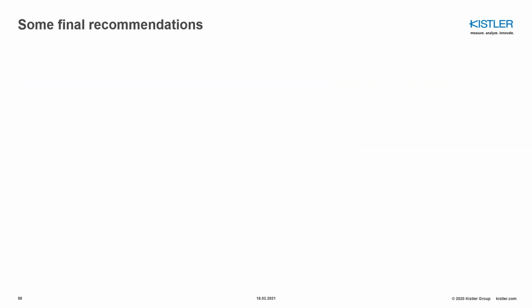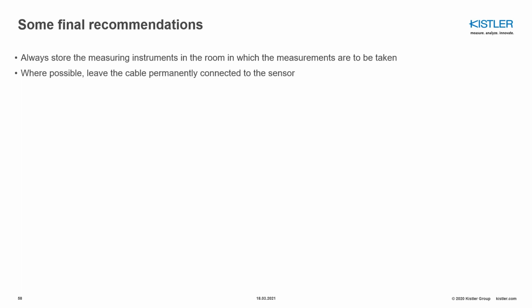So let's make some final recommendations and summarize this webinar. Always store the measurement instruments in the room in which the measurements are to be taken, so that the temperature is pretty much the same. Where possible, leave the cable permanently connected to the sensor. Connecting and disconnecting always introduces a risk of oils, humidity, and coolants entering the connectors. Install the sensor exactly as instructed. Read the manual and get support from your Kistler representative for that if needed.